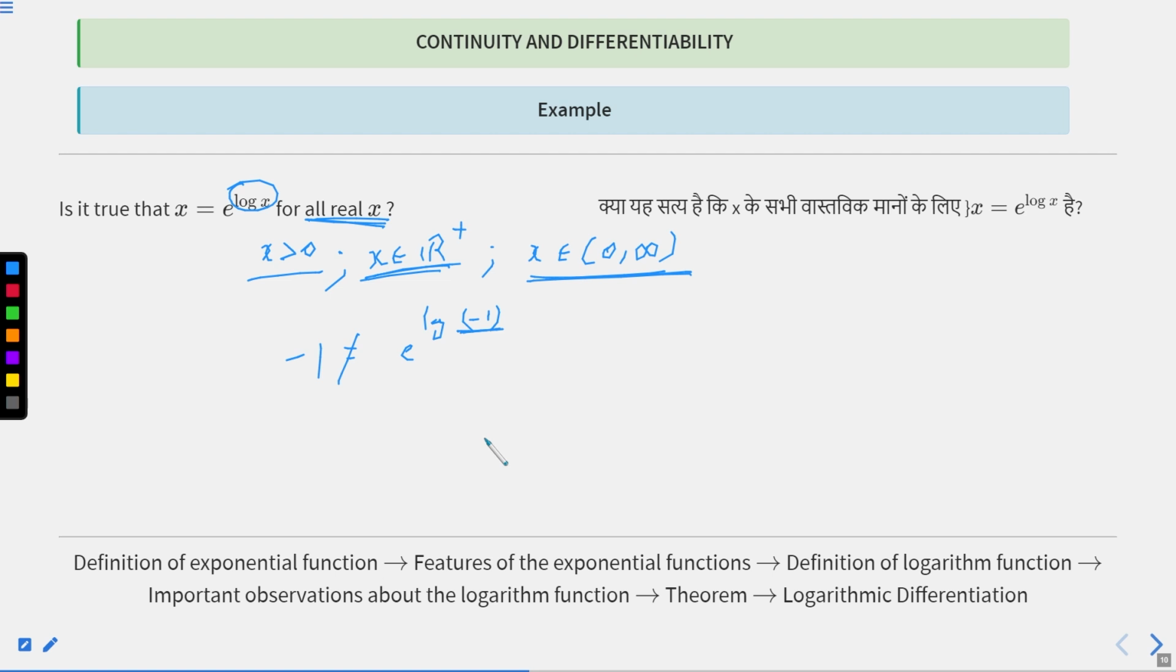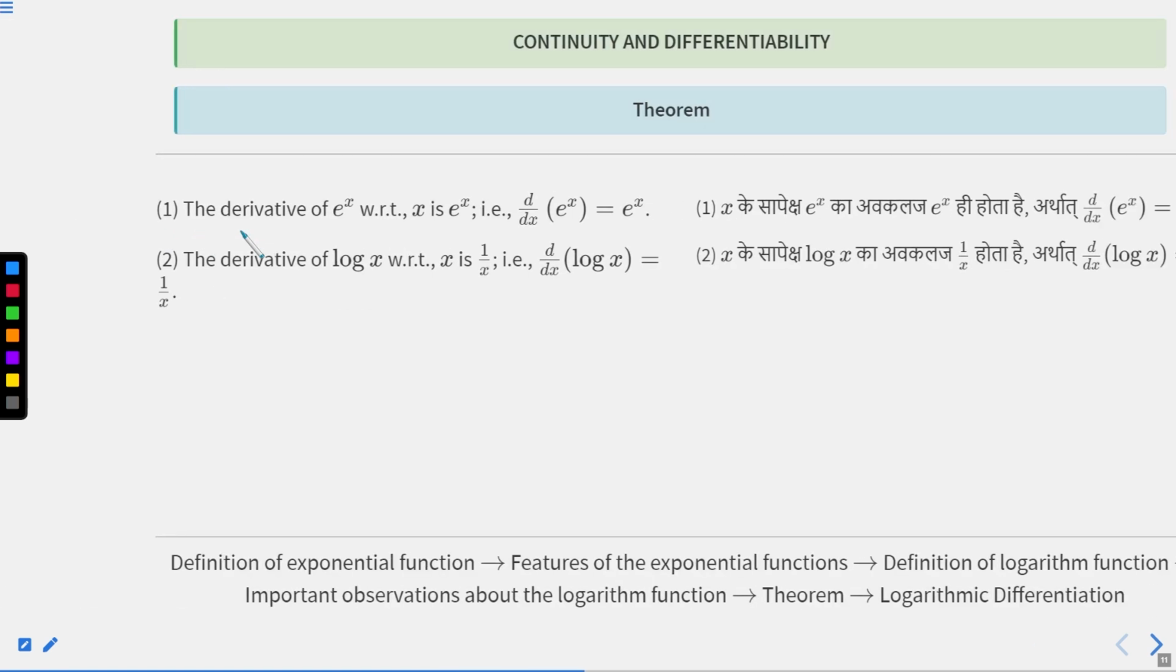If you are asking whether it is true, no, it is not true for all real numbers. It will be true if you are talking about positive real numbers, and obviously where we take the base as e. I hope that it is clear. Let us move to the next.